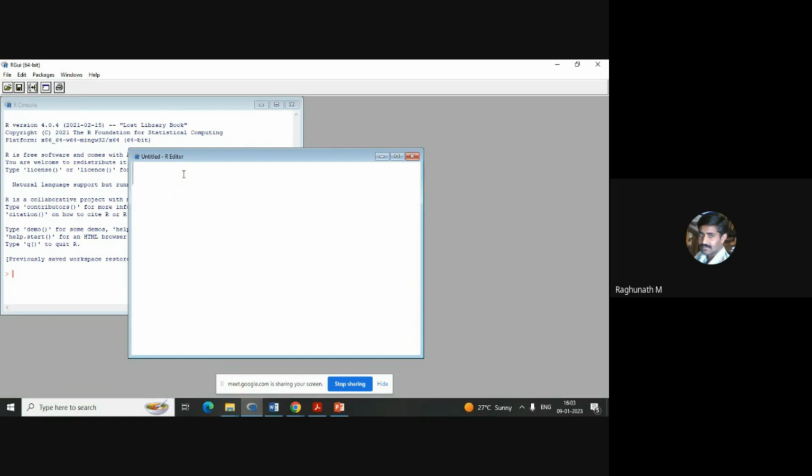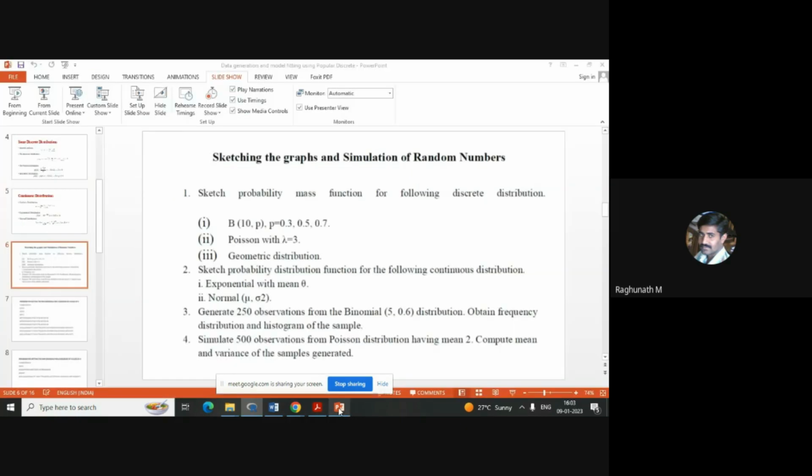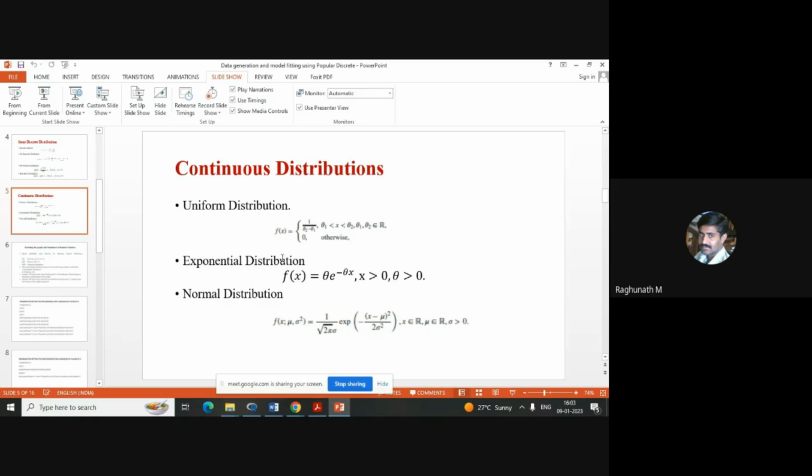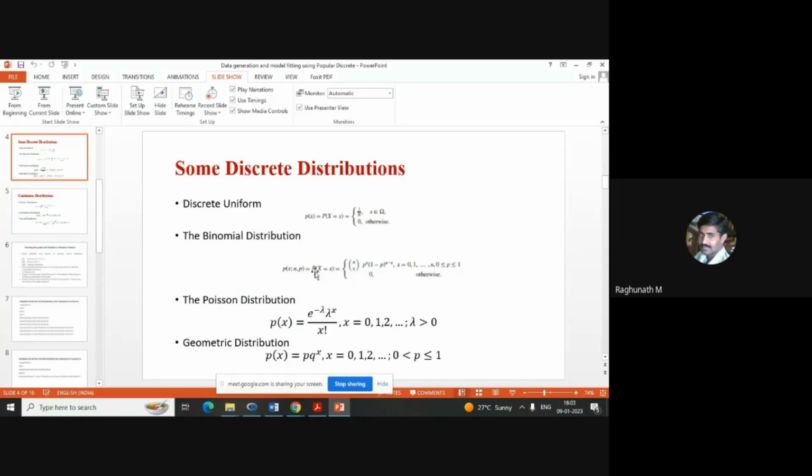First, if you look at the PMF of the binomial distribution, it is probability of x equal to n choose x, p to the power of x, times 1 minus p to the power of n minus x. Here n is already fixed. N is going to be 10. Let me increase this so that it will be more visible. So n is fixed at 10. Only p I have to vary.